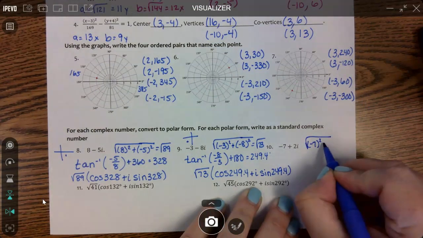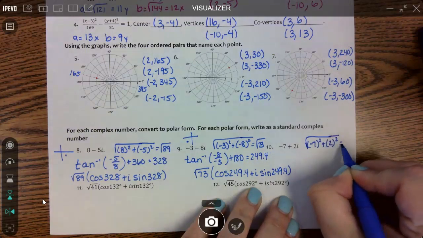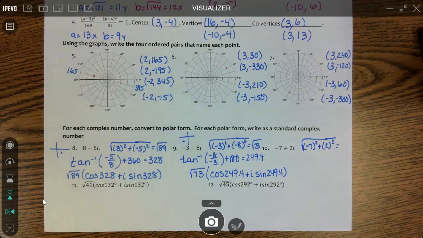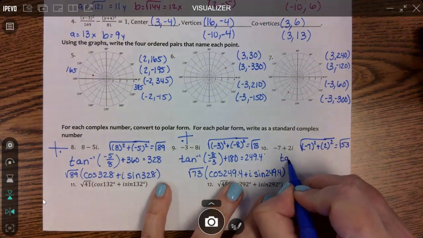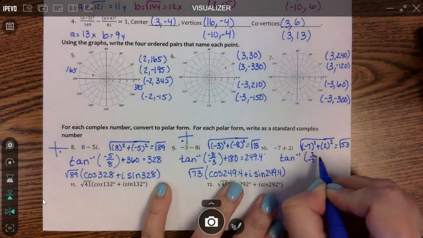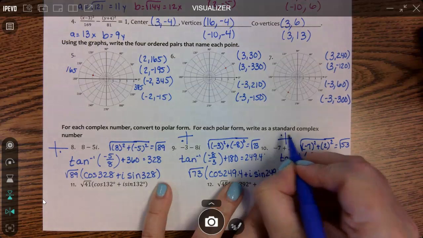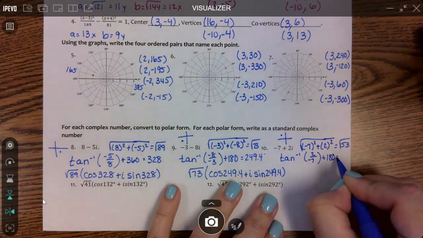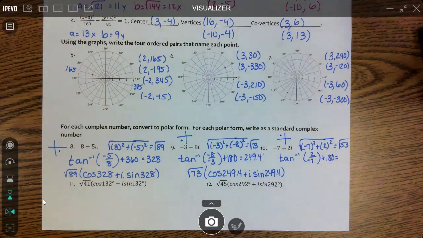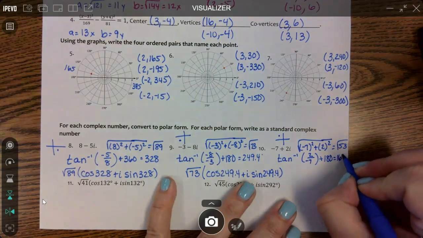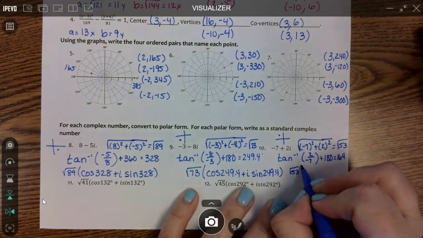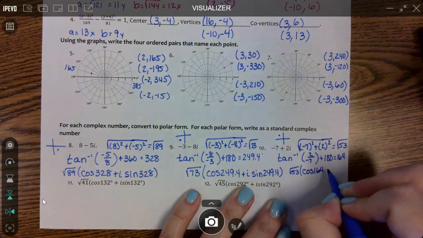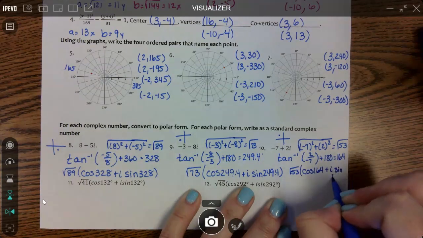Negative 7 squared plus 2 squared. Also notice I'm not putting the i in the square root. Okay, square root of 53. Inverse tangent of y over x. Let's do a quick graph. Negative, positive, so add 180. 2 divided by negative 7 plus 180 is 164. So square root of 53 cosine 164 plus i sine of 164.